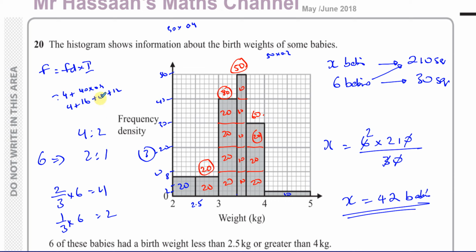Okay, so you can use the frequency densities. You can use the area of the bars. Whichever way you decide is fine, but I think this is way easier just by counting the squares. So that concludes this question. Question 20 from this paper.